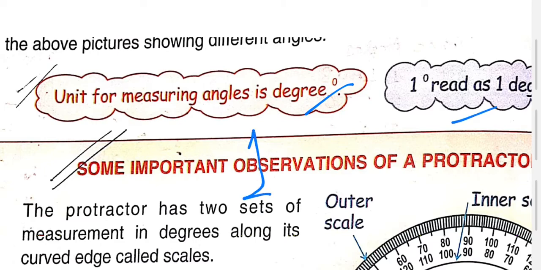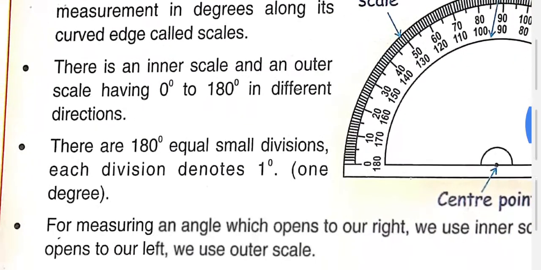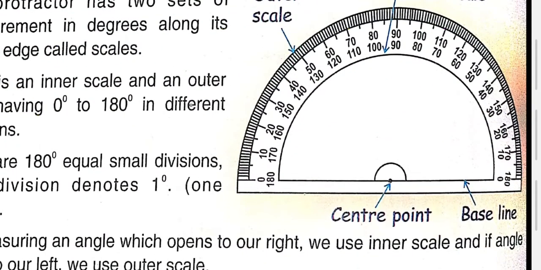If you write 1 with a small dot at the top, then it is known as 1 degree. So 1 degree is read as one degree. And I told you also how to use this one.